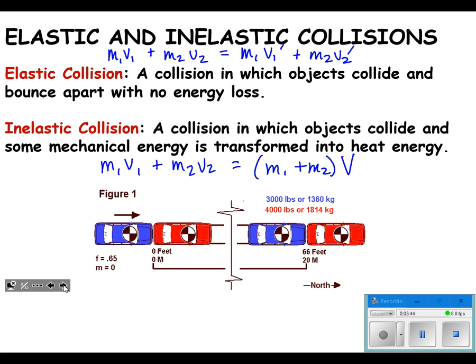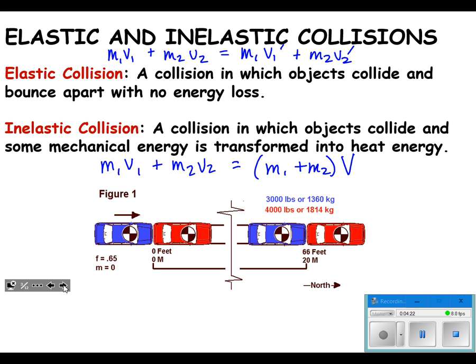Then for inelastic collisions, this is a collision in which the objects collide and some mechanical energy is transformed into heat energy, which typically means they're going to probably stick together in some way. So the formula could be rearranged, and it could say the momentum of object 1 plus the momentum of object 2 has to equal the masses combined after the collision and a single velocity, because they're going the same velocity.